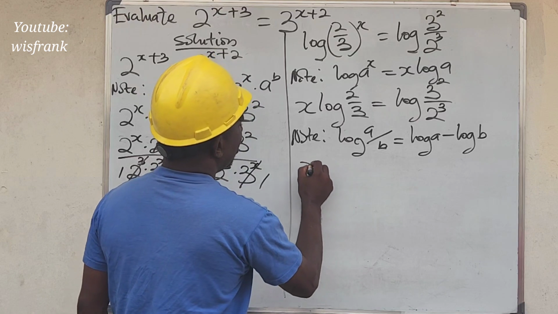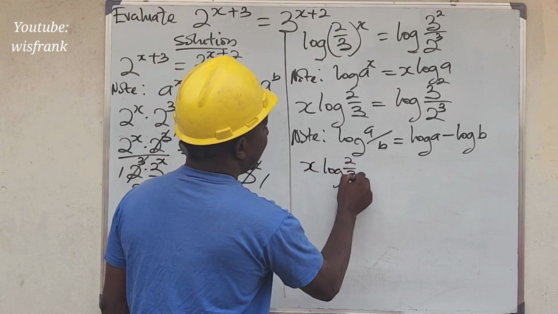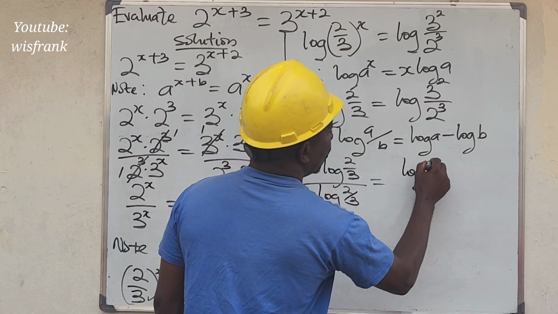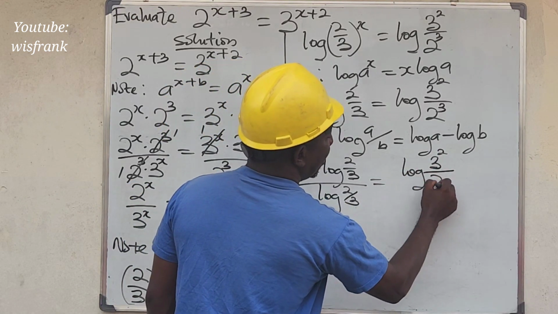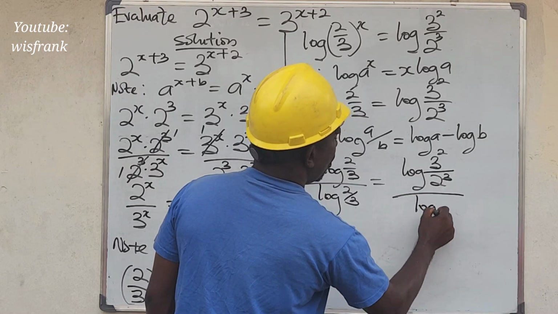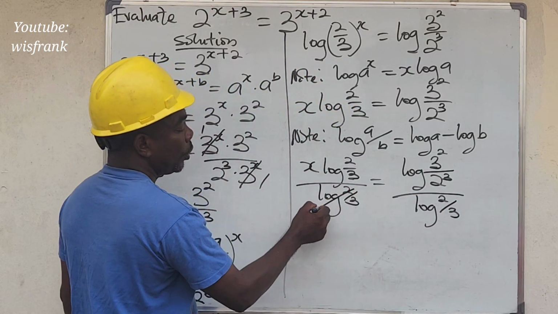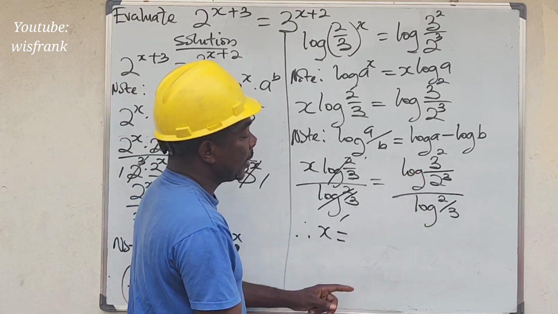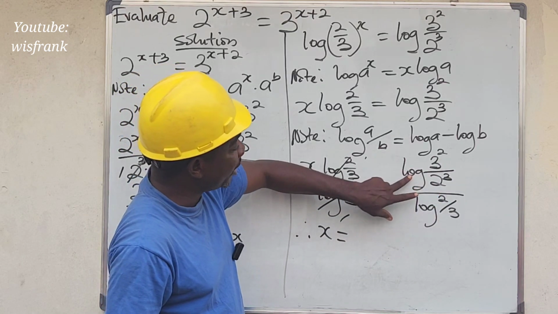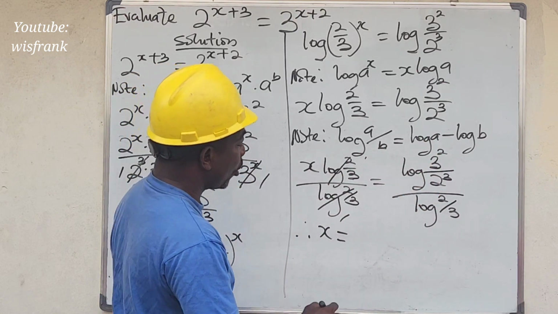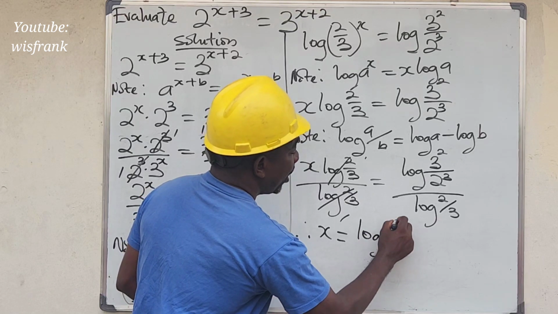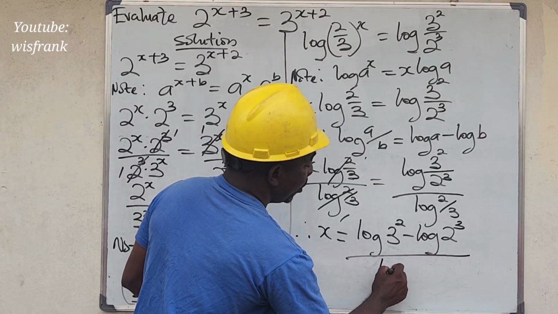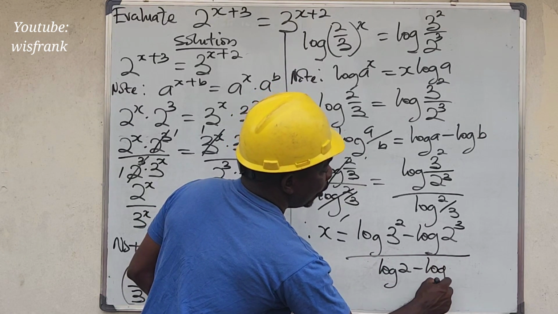So this will become x log 2 all over 3 all over log 2 all over 3 equals log 3 to the power of 2 all over 2 to the power of 3 all over log 2 all over 3. So this will cancel here and this will cancel here. We are now left with x equals this scenario. We are going to represent this in this format. So this will become log 3 to the power of 2 minus log 2 to the power of 3 all over log 2 minus log 3.